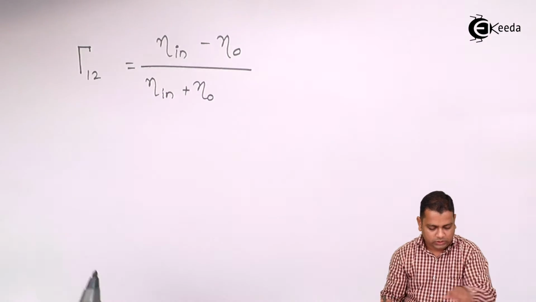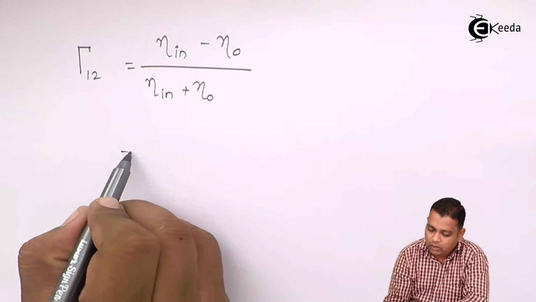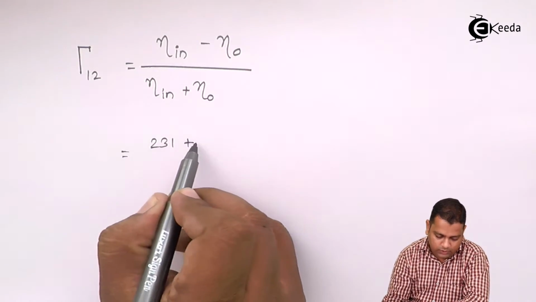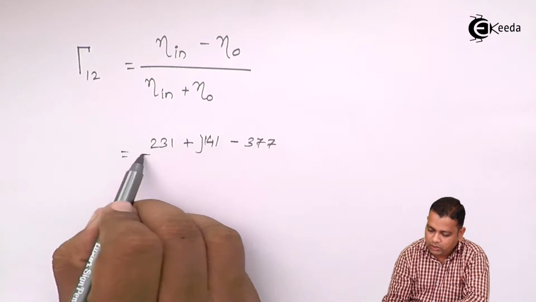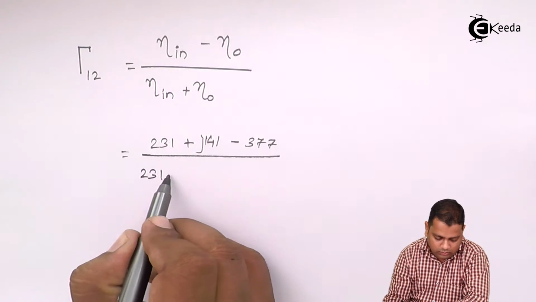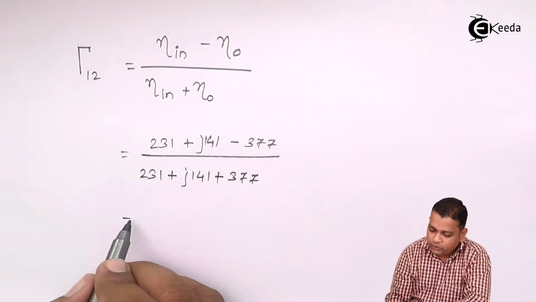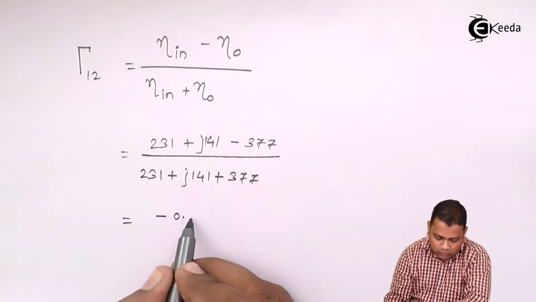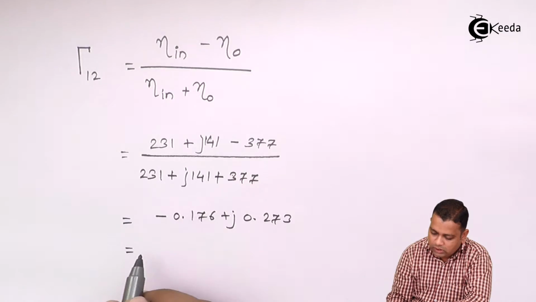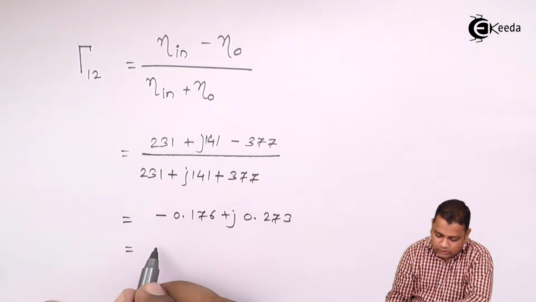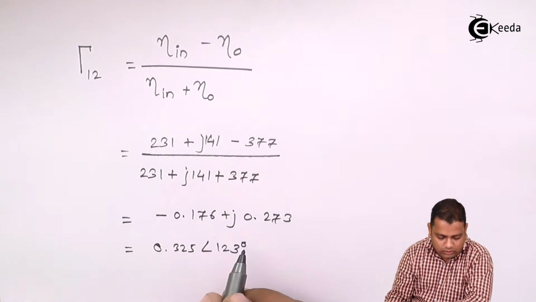Therefore, substituting the values of input impedance and eta 0 into this formula, we obtain 231 plus j times 141 minus 377 for the eta 0 value, divided by 231 plus j times 141 plus 377. So this we shall obtain as minus 0.176 plus j times 0.273, which in the polar form is 0.325 angle 123 degrees.